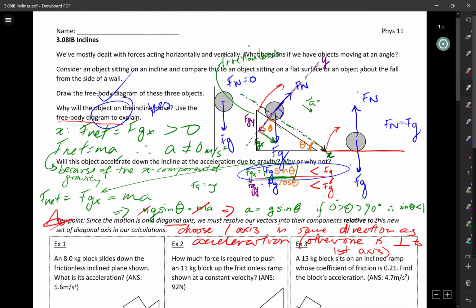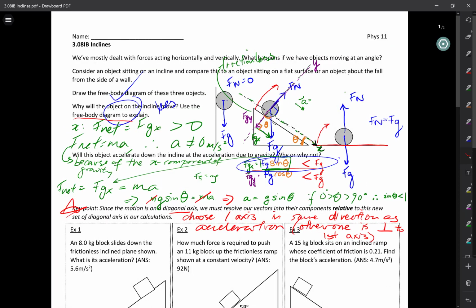From a conceptual perspective, think of it this way. You know that FG sine theta is only a component of gravity, which is going to be less than FG. If a force is less than FG, then the acceleration is, of course, going to be less than that of gravity. So the object will not accelerate down due to gravity, because it's only one component of the gravitational force that is accelerating the object, not the full-blown gravity itself. Those are some things to think about when we're dealing with inclines.